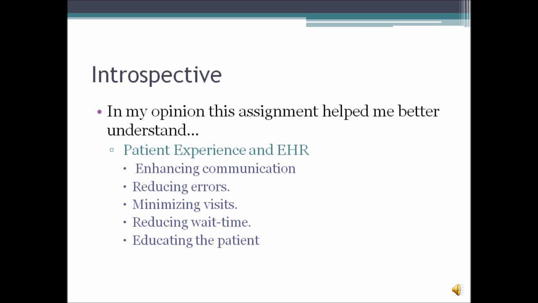In my opinion, this assignment helped me better understand how patients' experience can be improved through the use of EHR systems. In particular, this assignment covered 5 ways in which EHR systems improve the process of care, and they included enhancing communication among healthcare facilities, thereby improving their coordination, reducing potential errors, minimizing the amount of visits, reducing a patient's wait time, and educating the patient on both his insurance and treatment plans.